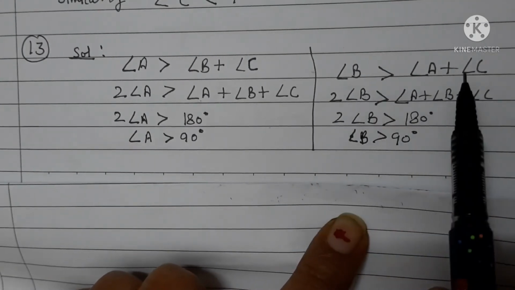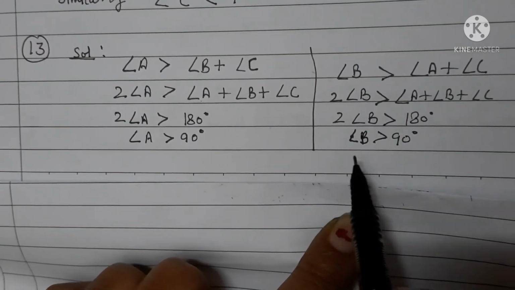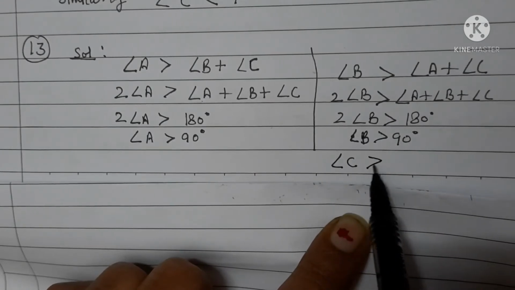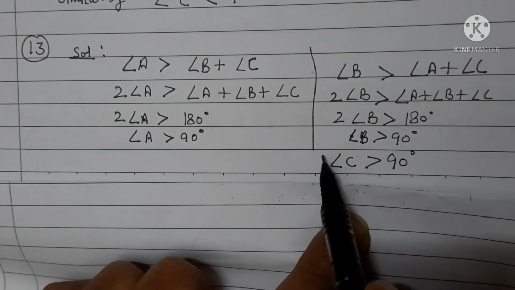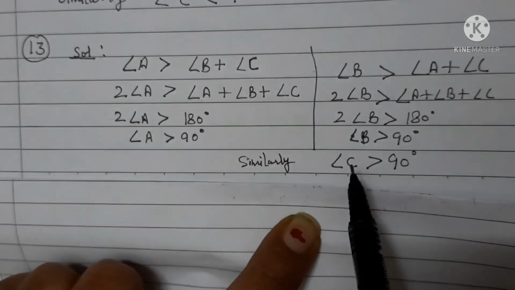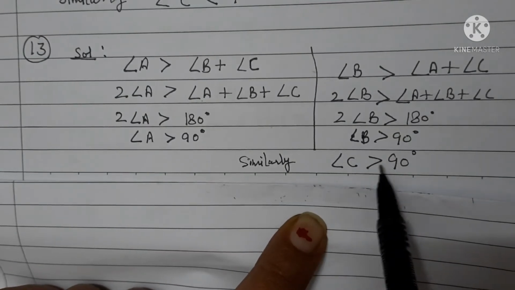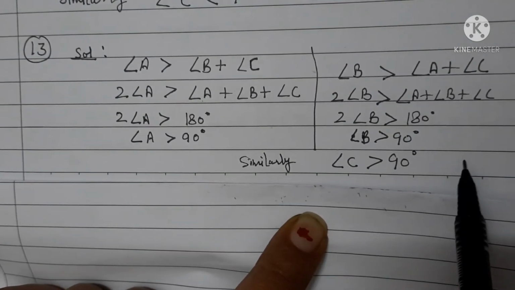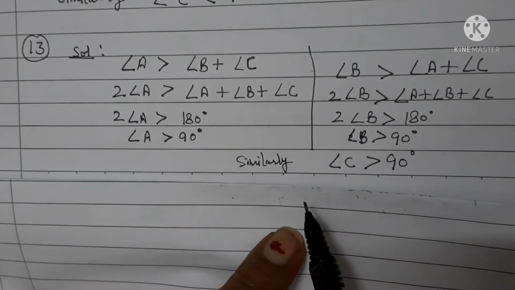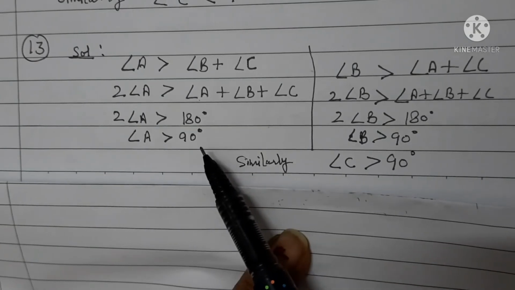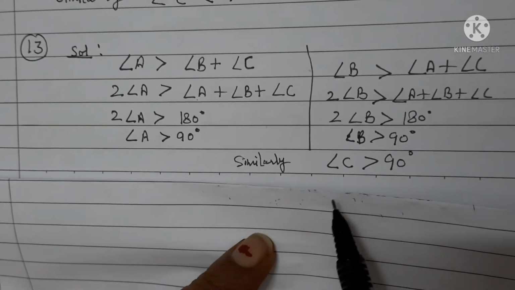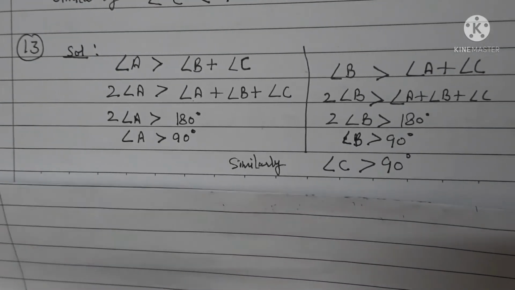Similarly for the third pair, it becomes angle C is greater than 90 degrees. Right here similarly, when you take angle C is greater than angle A plus angle B and add angle C on both sides. So this proves that it is an obtuse angle triangle, because for an obtuse angle triangle, one angle should be greater than 90 degrees.